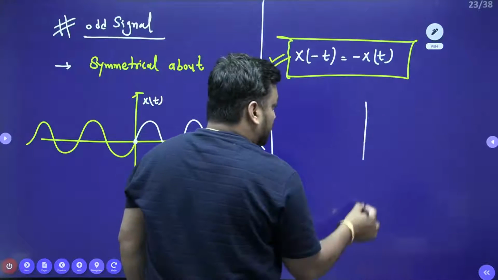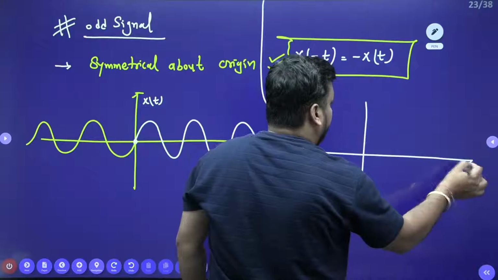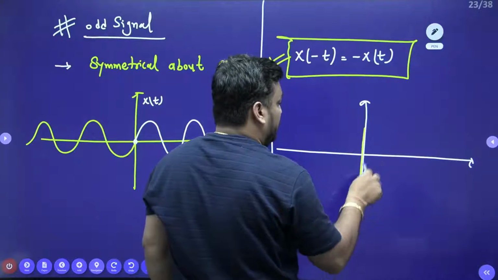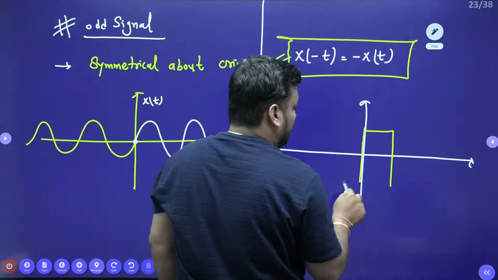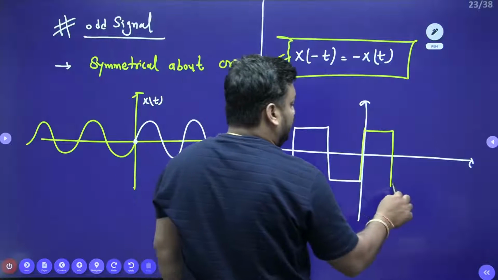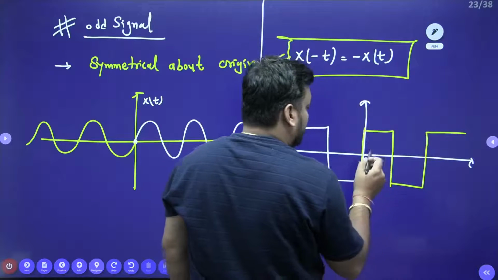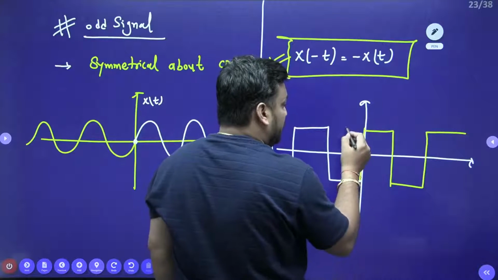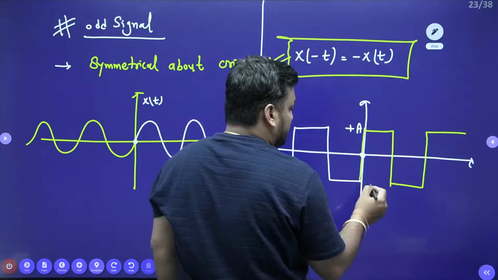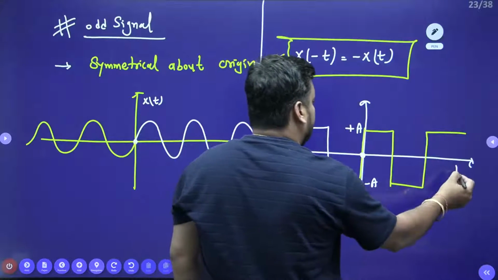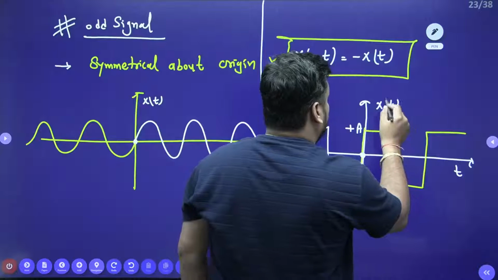So if I talk about the square waveform, if the square waveform is like this, then it is of course an example of odd signals. Because here the signal has a symmetrical axis, here we have a plus value, minus value with respect to t. So this is also an odd signal.